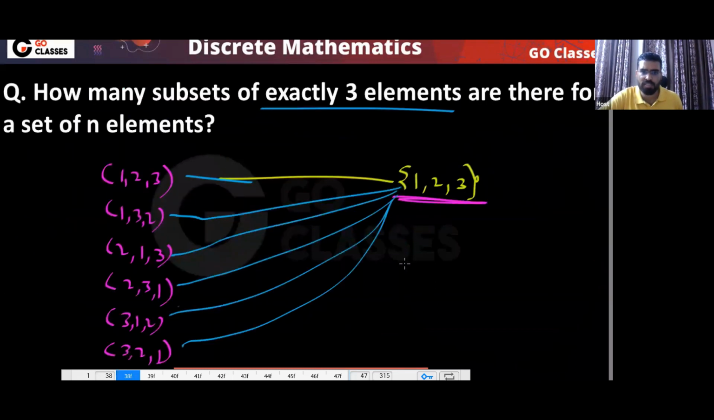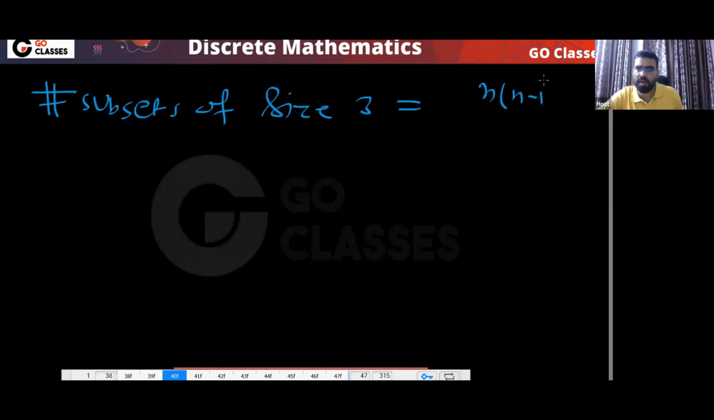Agree? Because this is a 6 to 1 correspondence, the number of subsets of size 3 will be n into n minus 1 into n minus 2 divided by 6. This will be your answer. Does anyone have any doubt in this? Did you understand the division rule, the division principle?